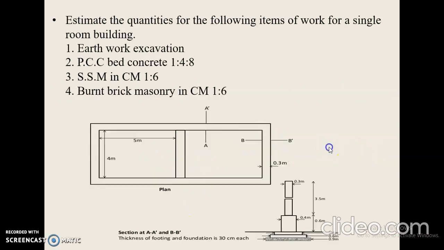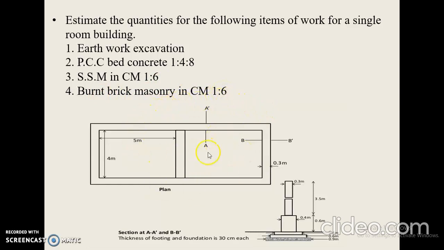Dear students, let us solve one problem by the centerline method with the consideration of junctions. The problem given is to estimate the quantities for the following items of work for a single room building. The given items of work are earthwork excavation, PCC bed concrete in 1:4:8, size stone masonry in CM 1:6, and burnt brick masonry in CM 1:6. And the given plan is this one.